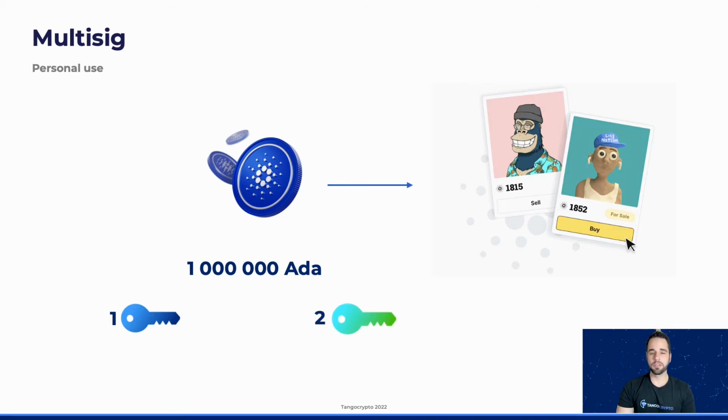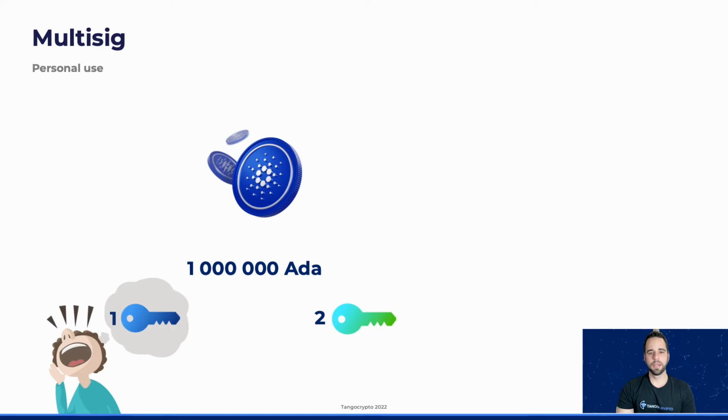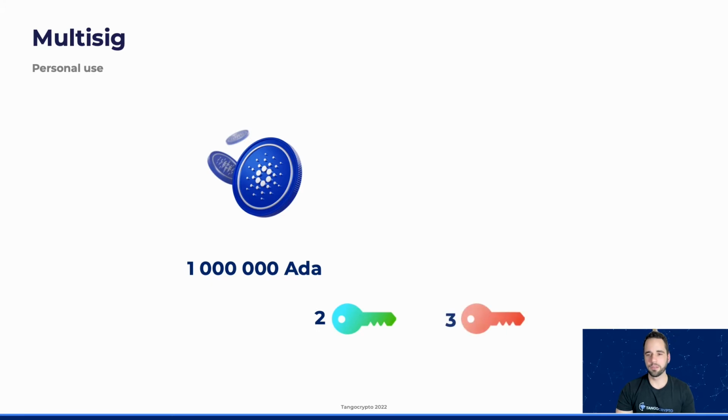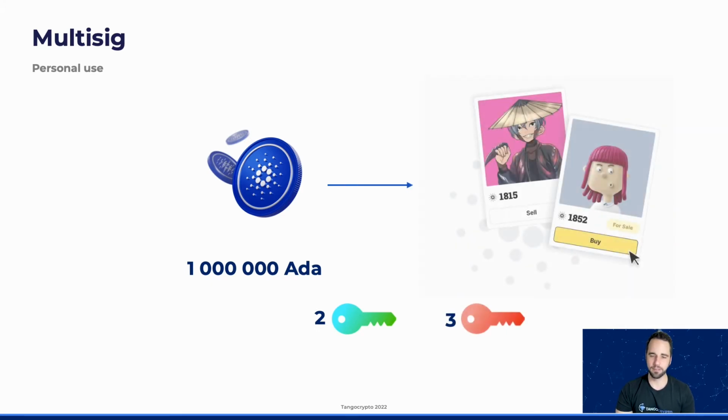You have to notice something interesting about it. What happens if I lose key number one? Well, I can still recover my money. I still can have access to it because I have key number three. So with these two remaining keys, I can get access to my funds. And maybe I can create another multisig wallet and move it to that one.